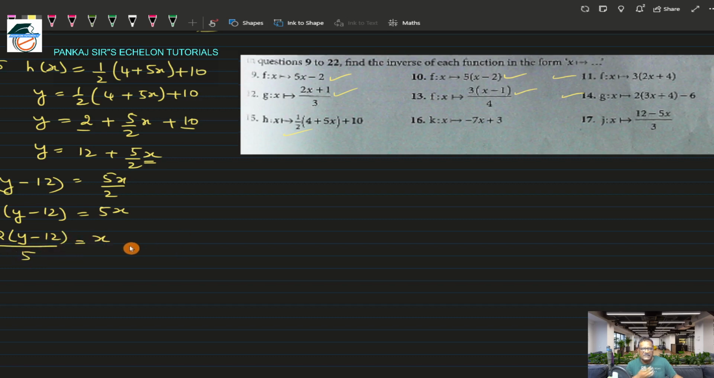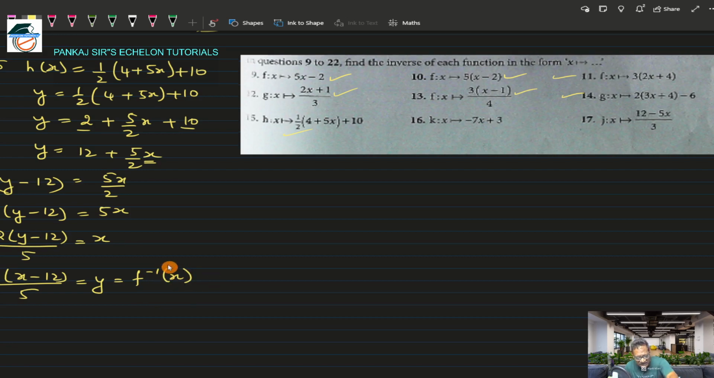So now I have made x as my subject, right? Now just write here x and y. So it will be 2 into (x minus 12) upon 5 equal to y. This y is nothing but your f inverse of x. So the answer for this is 2 times (x minus 12) whole upon 5. Now this can always be written in some other way also by splitting and all that.